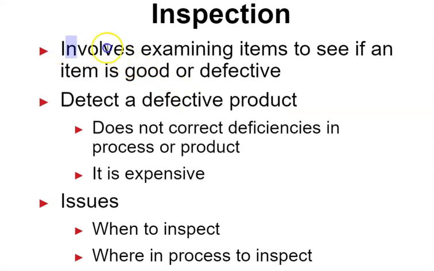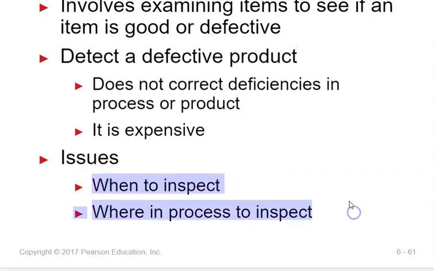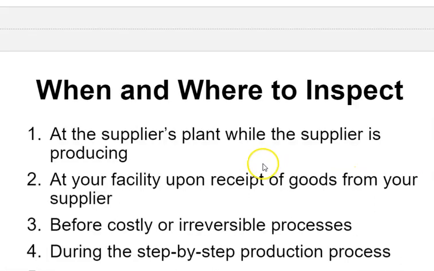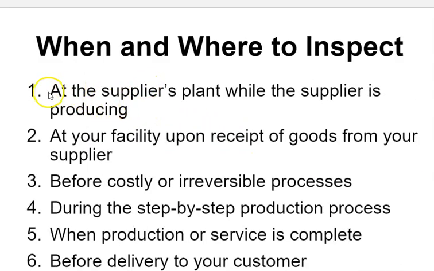Inspection involves examining an item to see if it is good or defective, to detect a defective product and issues, deciding when to inspect and where in the process to inspect. So when and where to inspect? At the supplier's plant, while the supplier is producing, that's a good place to do it, because you stop an error or failure from happening at the very starting point.